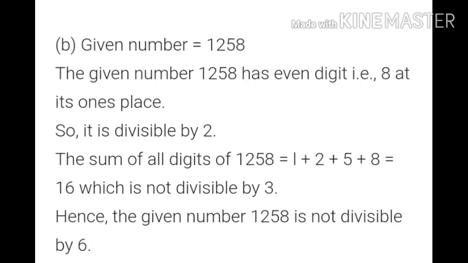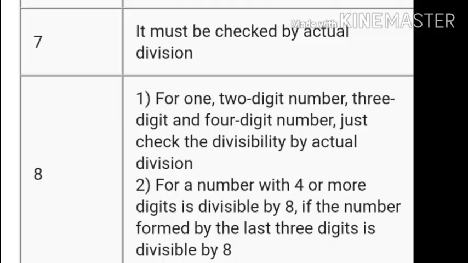Then we have to check the divisibility by 3. The sum of all digits of 1258 is 16. 16 is not a multiple of 3. 16 is not divisible by 3. Hence, the given number 1258 is not divisible by 6.